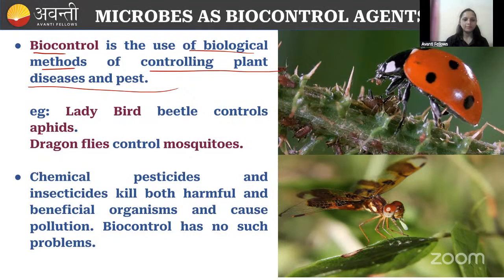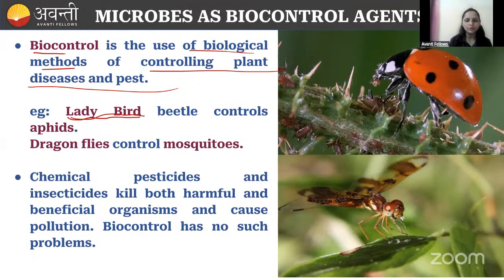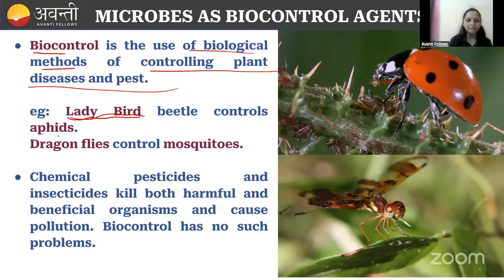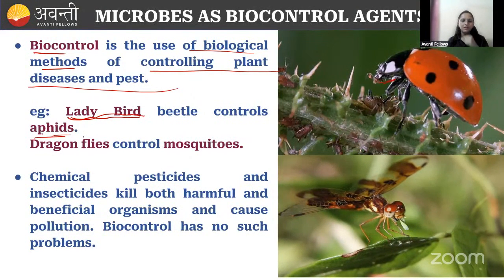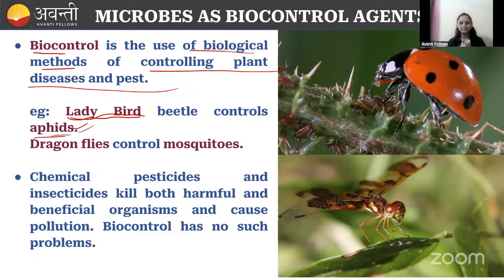How we are doing this: for example, if you have a farm and there are aphids there, we introduce a ladybird. Here you can see the ladybird will be introduced into that farm. Now the ladybird will feed on these aphids. Due to that, the aphid number will be controlled, right?